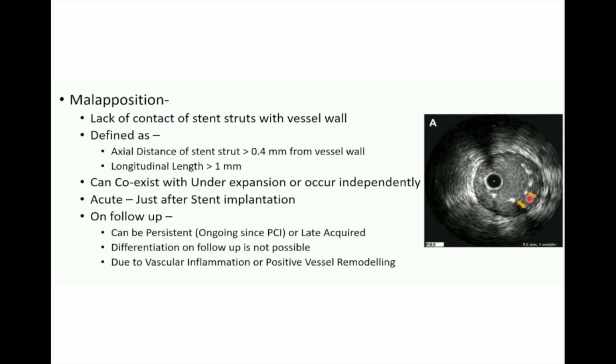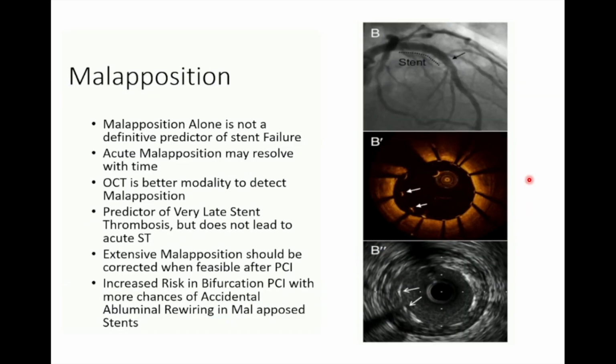And remember, there is a difference between malapposition and under expansion. Under expansion we will discuss later. For malapposition, remember the stent struts are not touching the intimal wall. That is malapposition. So malapposition alone is not a definitive predictor of stent failure. Acute malapposition may resolve with time. OCT is definitely a better modality to detect malapposition.